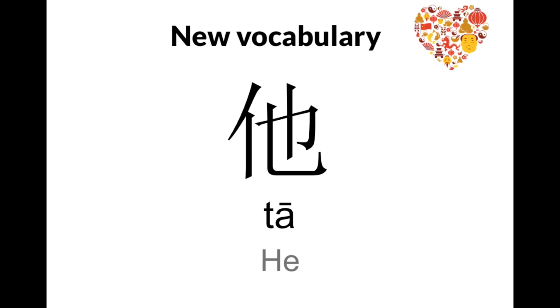So the very first character, ta, meaning he. The first tone. So perhaps you recognize the part to the left from the very first video. It's the radical version of ren, which meant person, or it can also mean man, which is the case here. So ta, the male pronoun, meaning he, first tone, ta.